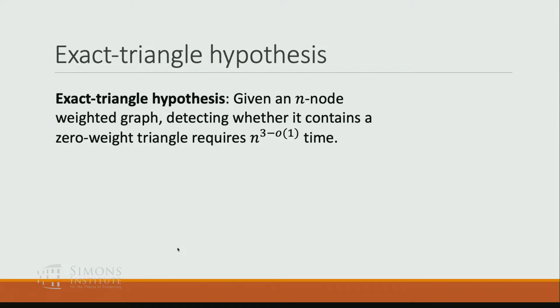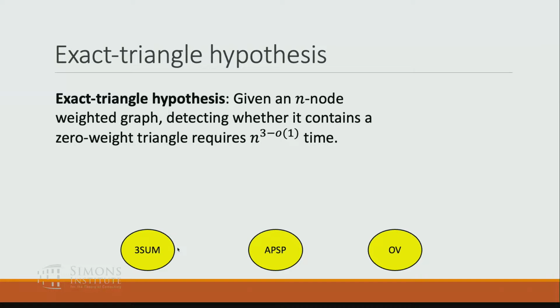The exact triangle hypothesis says that to solve the exact triangle problem, we essentially need n cubed time, which is the brute force time. Why is it more believable than the three-sum hypothesis? It's because we can reduce both three-sum and APSP to exact triangle. This implies that as long as one of the three-sum hypothesis or the APSP hypothesis holds, then the exact triangle hypothesis will hold. So it's possible that the three-sum hypothesis fails, but the APSP hypothesis still holds. In that case, the exact triangle hypothesis will still hold.